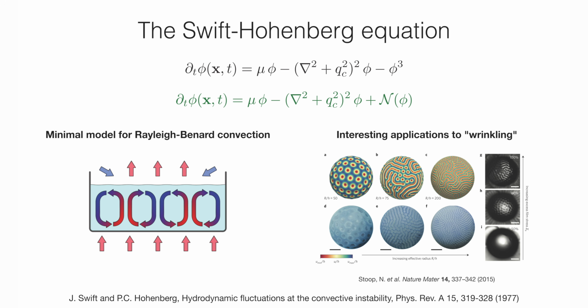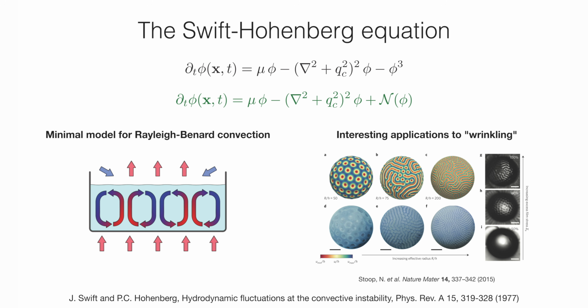Invented by Swift and Hohenberg to be minimal models of certain physical phenomena. And one of those phenomena, which you might know, is Rayleigh-Benard convection. So it's a fluid with a hot and a cold surface. And because you have a hot and a cold surface, you get convection rolls like so. And this model here is a baby version, a minimal version of a more complicated hydrodynamics model for Rayleigh-Benard convection. That's one motivation.